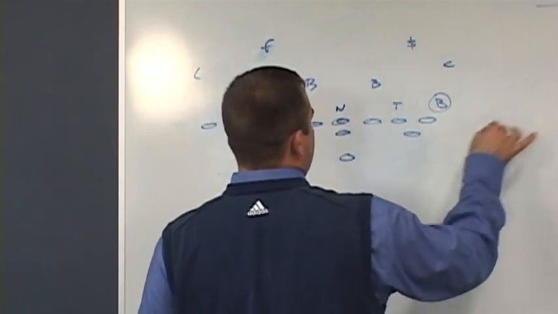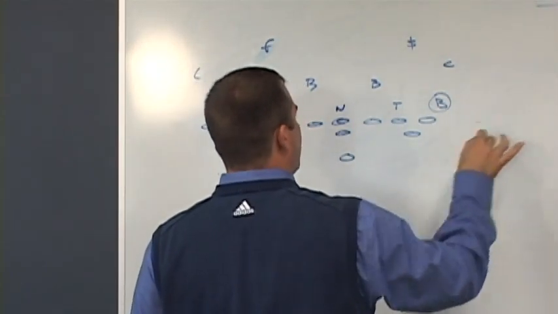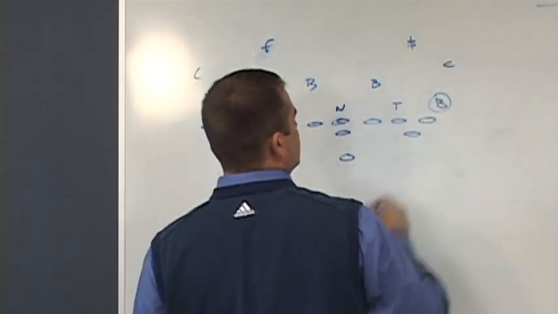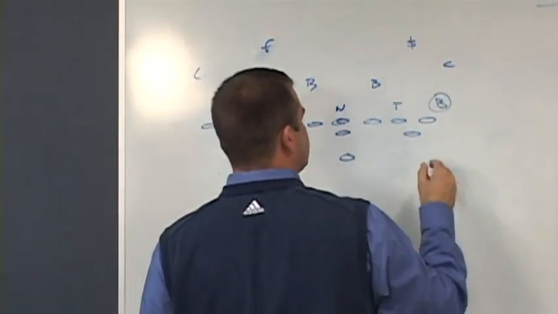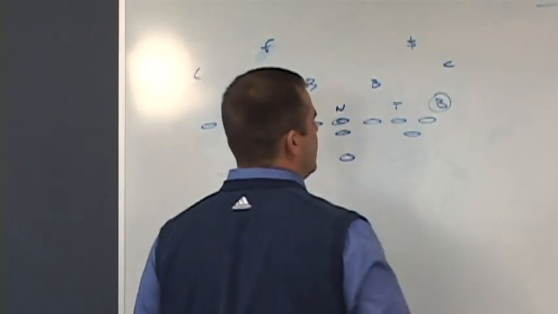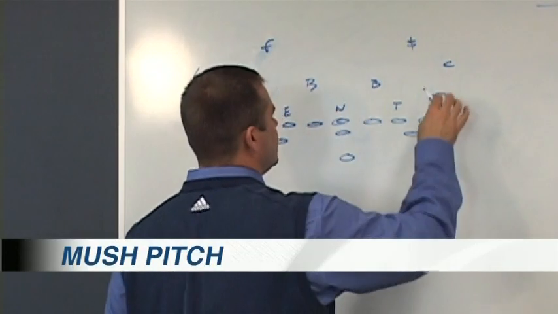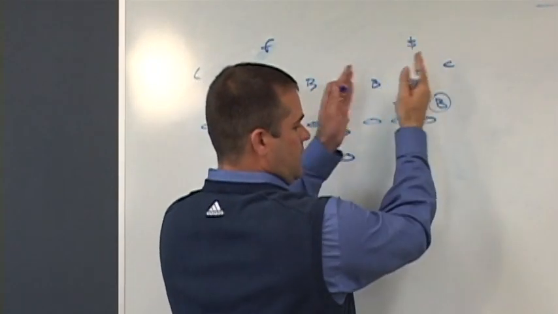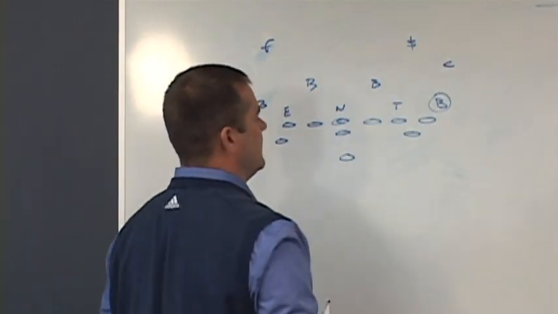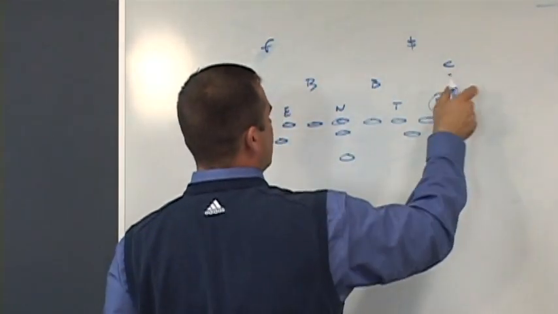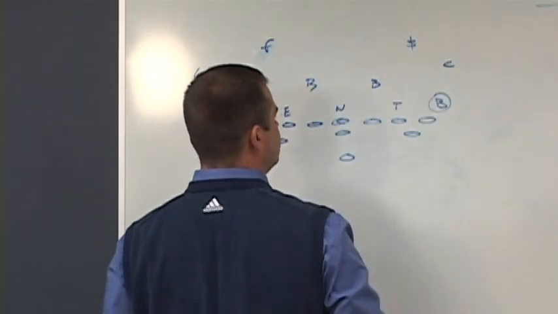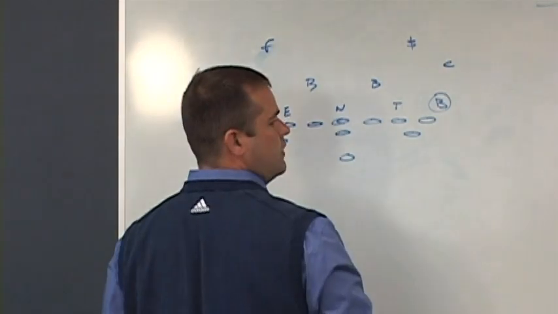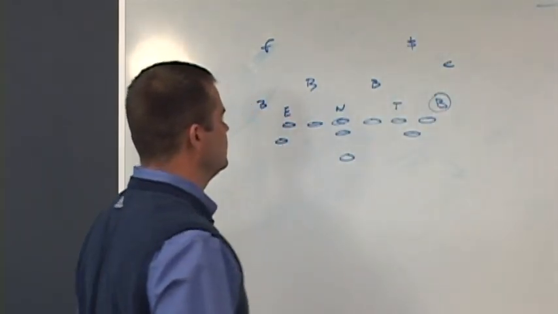Okay, now we don't have a receiver out wide, so now our slot here is responsible to block the corner. Anytime our slot's responsible for the corner, we have what we call a mush pitch. Okay, a mush pitch is any time that we haven't identified who we're blocking as far as the pitch key is concerned. So a mush pitch could be the strong safety, depending on where this guy ends up. More than likely the strong safety could be the backer over the top.